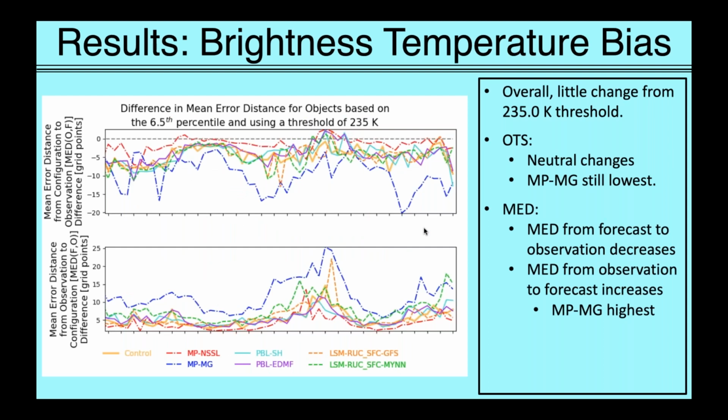If we look at our mean error distance, the mean error distance from the forecast to the observation decreases, and that's because our object sizes are smaller, so there's going to be a greater distance between the closest objects. There's also fewer grid points that are farther away from the observation objects. And when we look at the mean error distance from the observation to the forecast, it increases because our forecast objects are smaller, and MPMG is still the highest.